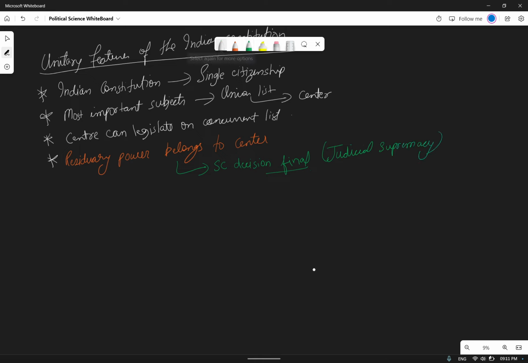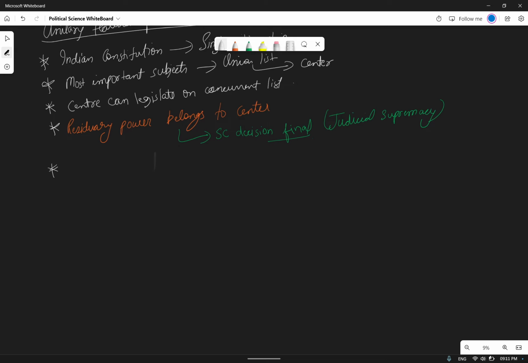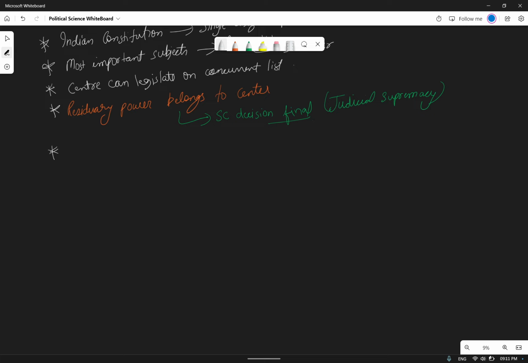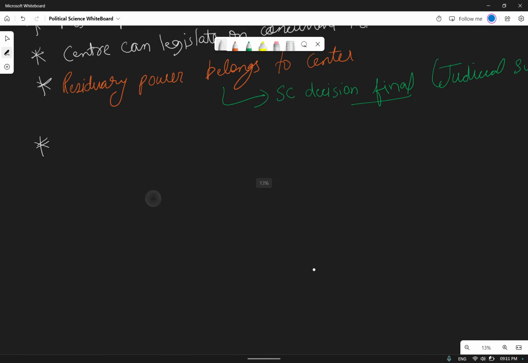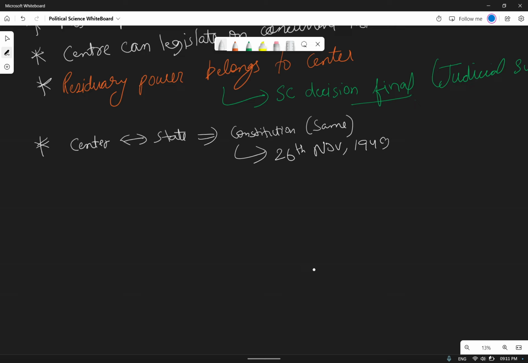Okay, now a single constitution framework has been provided for the center as well as the states. So the center and the states both have the same constitution, which was presented. Final reading happened on 26th November 1949 and it came into force on 26th January 1950, which is celebrated as Republic Day.